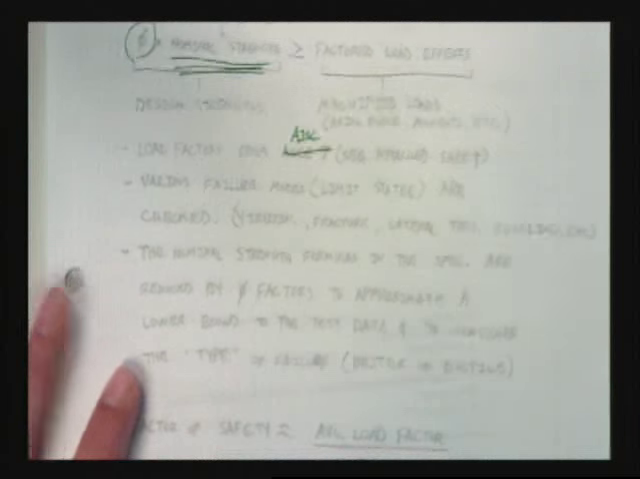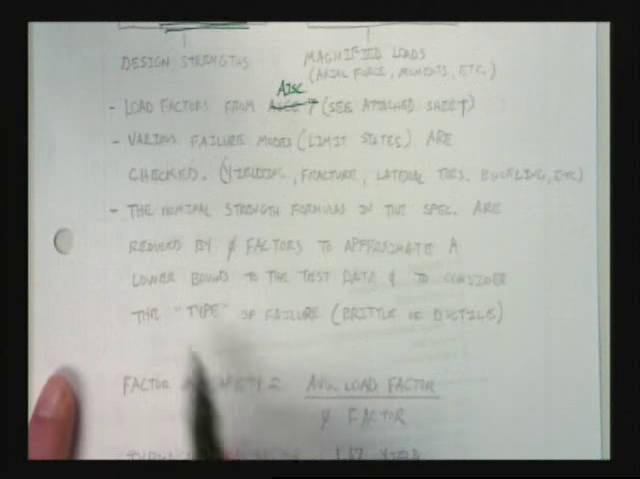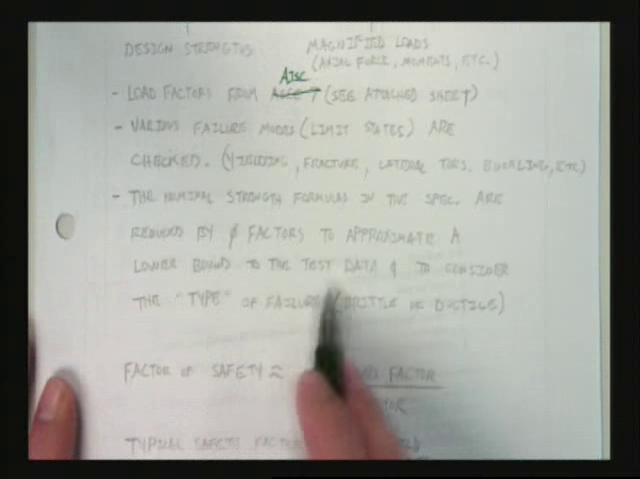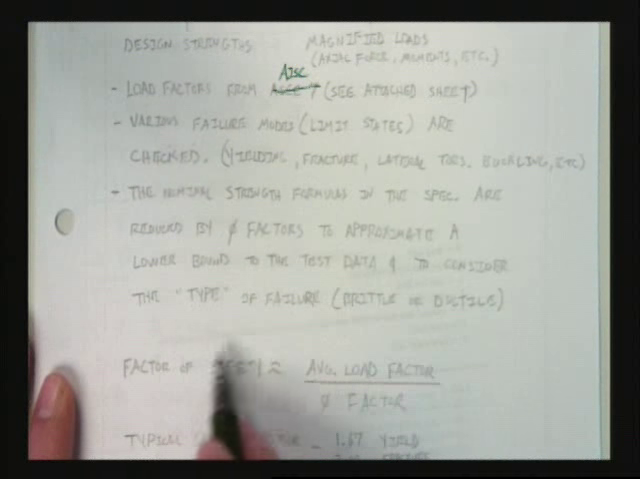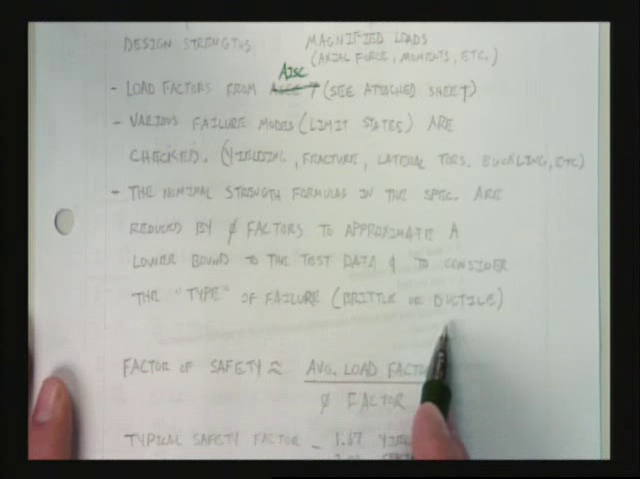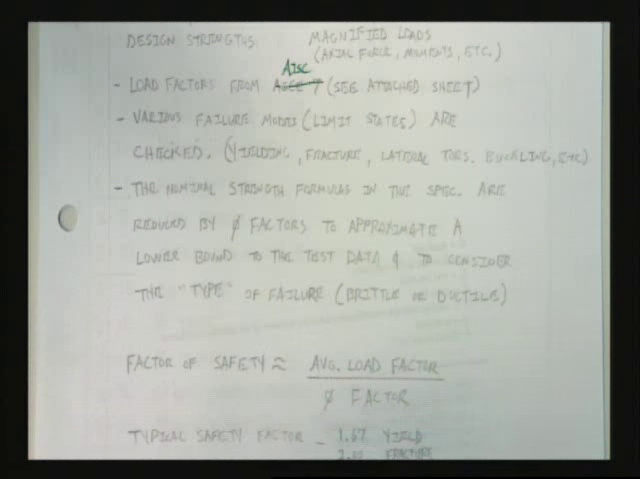Great. The nominal strength formulas in the spec are reduced by phi factors. Hey, we talked about that. To approximate a lower bound to the test data and to consider the type of failure, whether it's a brittle failure or a ductile failure. What you'll find is not all phi factors are the same numbers, right? Flexural phi factor, who remembers? What's the phi factor for a flexural failure? Anybody remember? Let's go back simpler. How about an axial failure? Well, it depends. It depends.